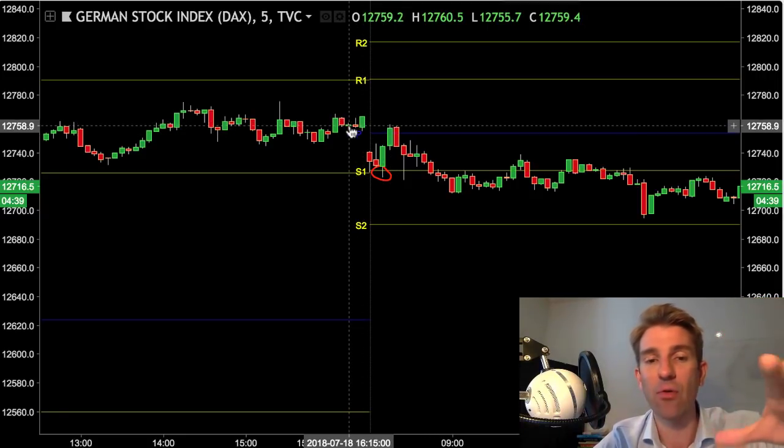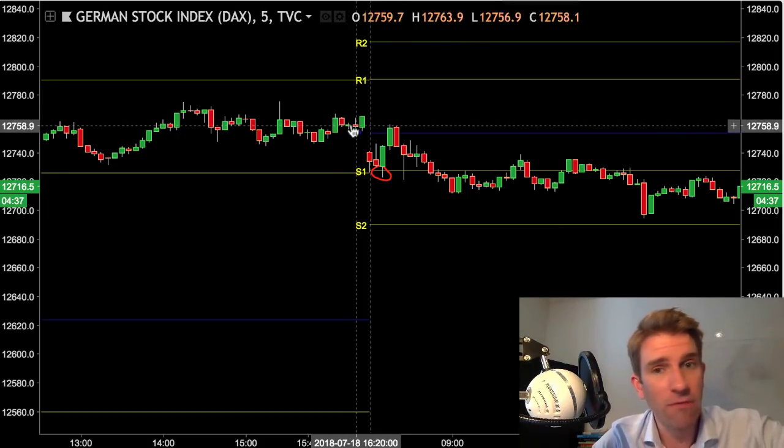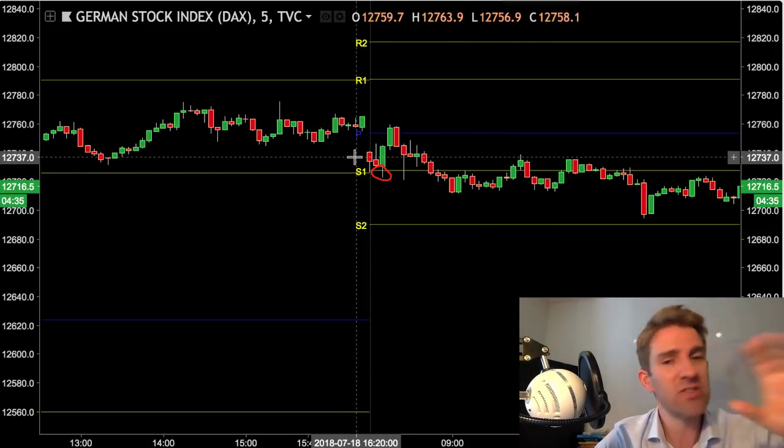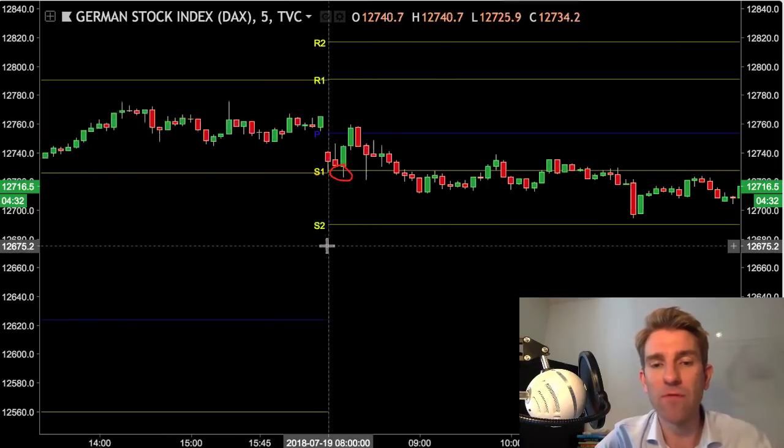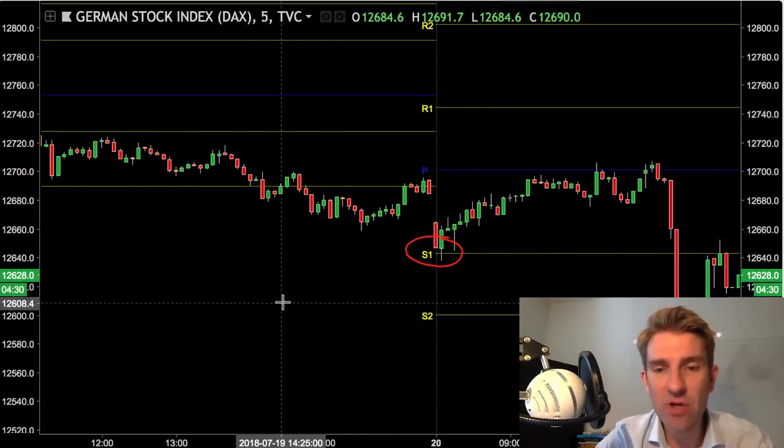In this case, a gap fill looks like a sweet enough exit to me. Confluence with the pivot. Take your money. Took you 10 minutes to bag that money and move on. The next setup here, same kind of stuff, right?